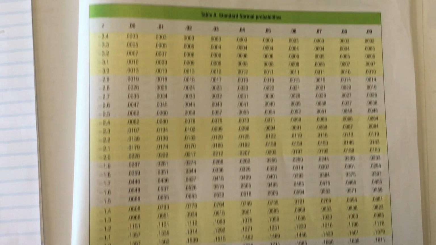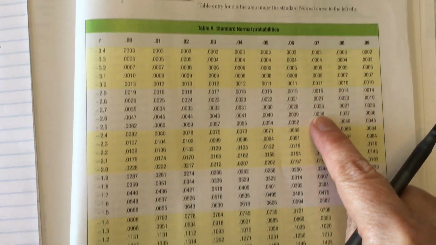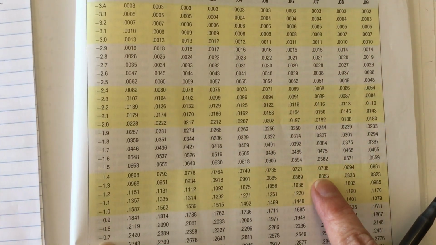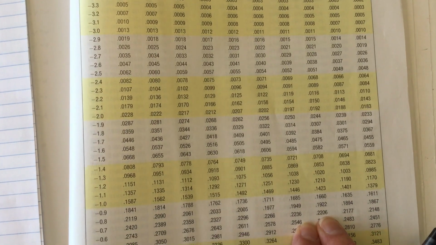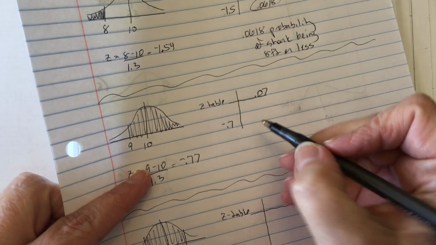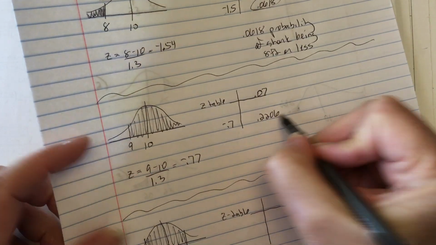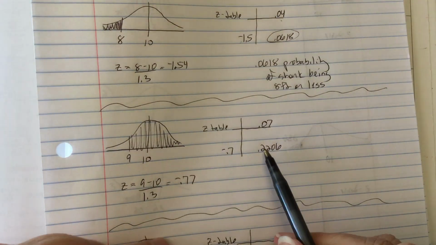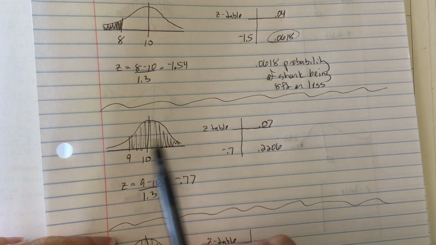And then, what was it, 0.07? Sorry, I'm going to come down here. So that'll give me 0.2206. So that's my probability, 0.2206, but that doesn't make sense. That's only about 22%, and that looks like more than 50%.